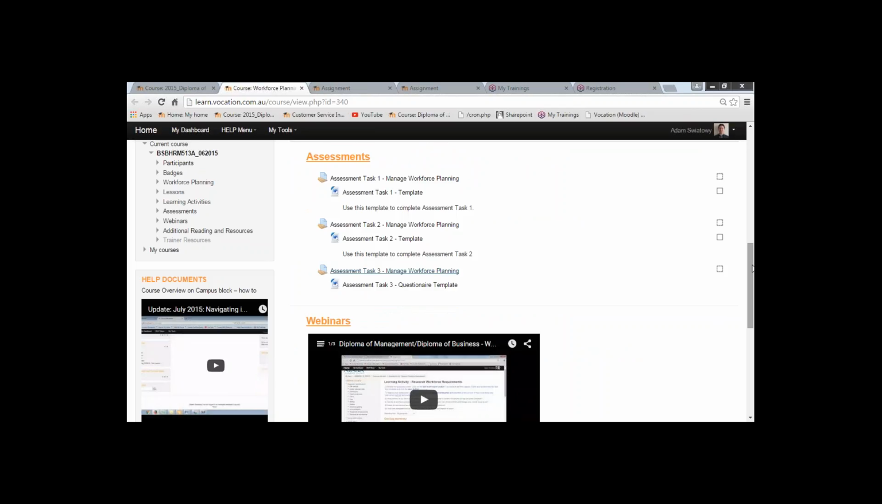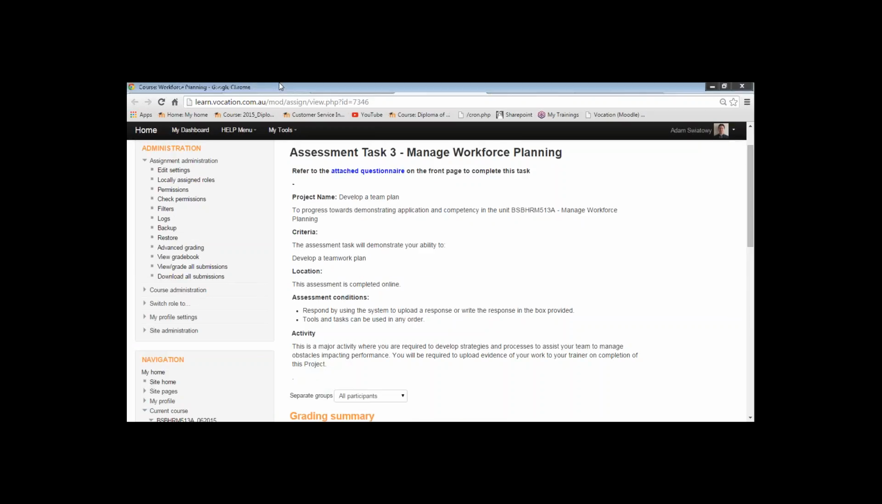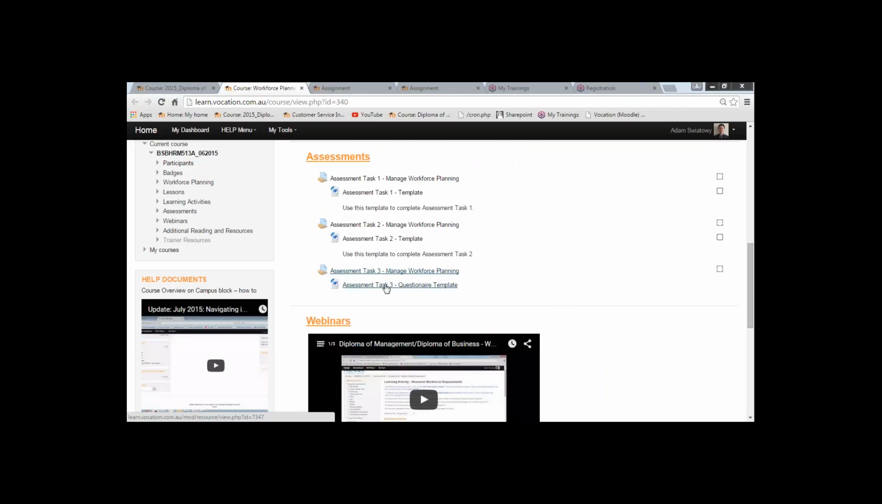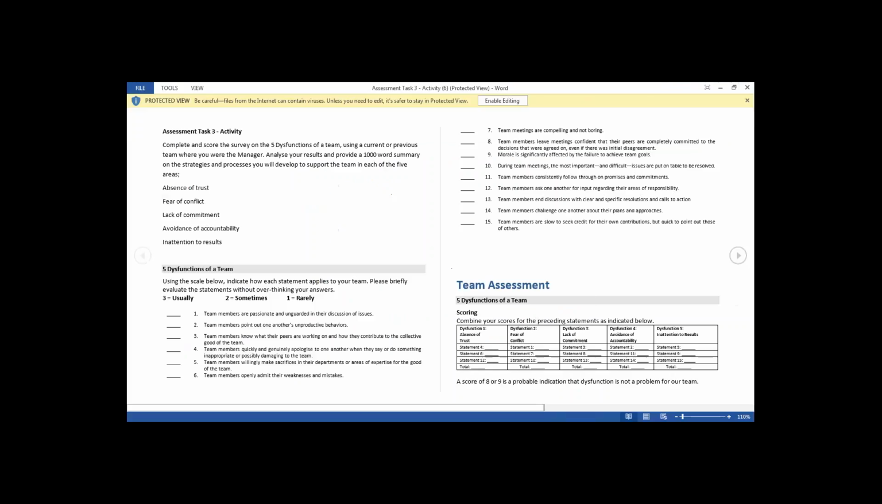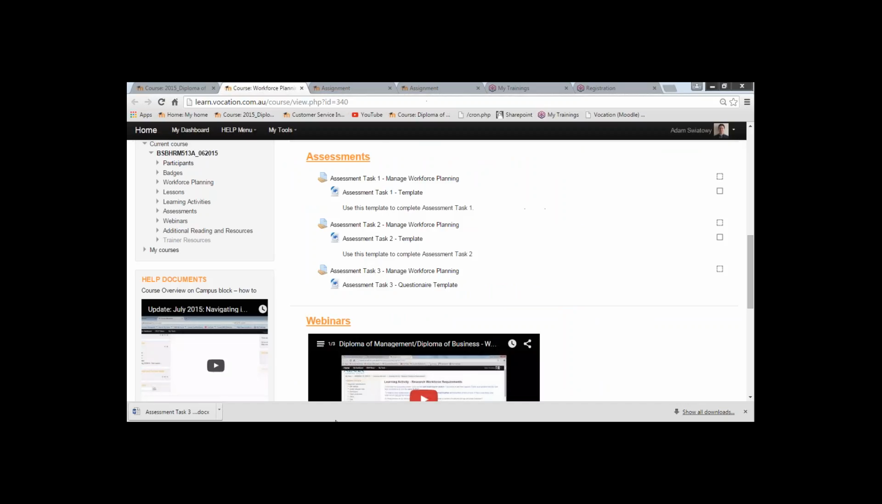We talked in the third resource workshop about the 5 dysfunctions of a team. You might remember us talking through that one. This is a practical example for you to pick up on that information. I want you to open up the attached questionnaire, which is underneath that link. If you click on that, let's open that up together. And here is your assessment task.